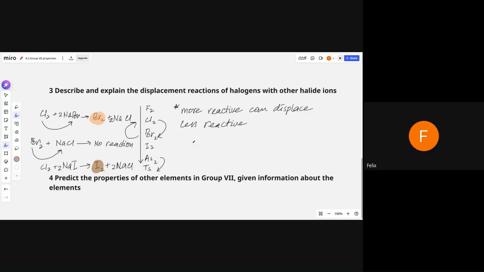This is going to be an iodine solution. So, in a solution, iodine has a brown color. Remember that. That is very, very important, right? And these are displacement reactions. So, I hope this is clear.